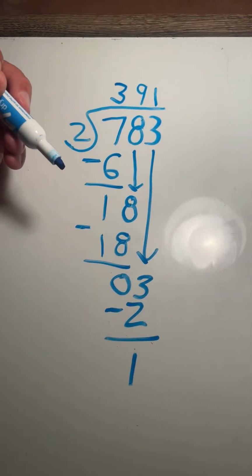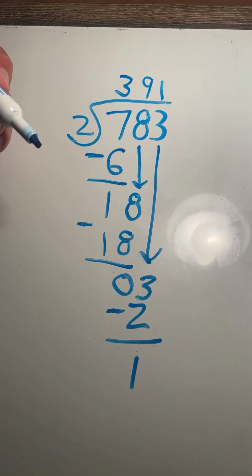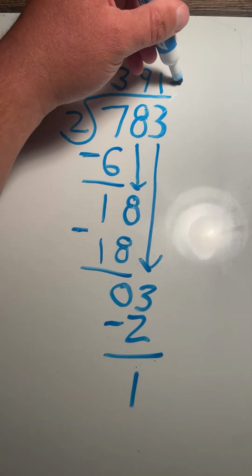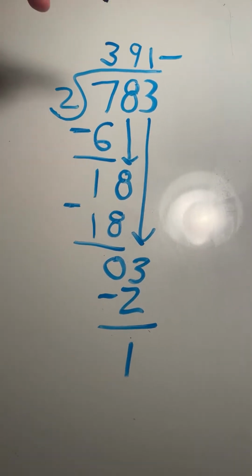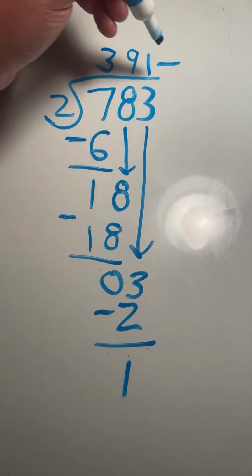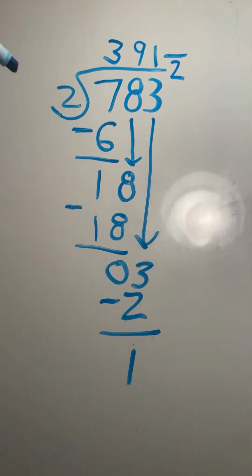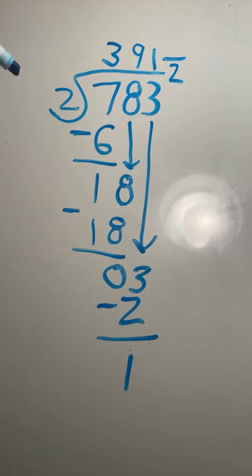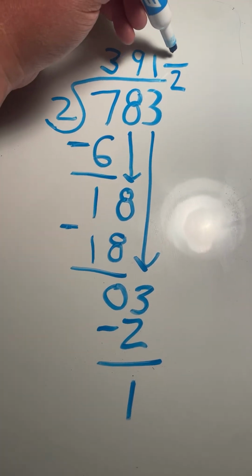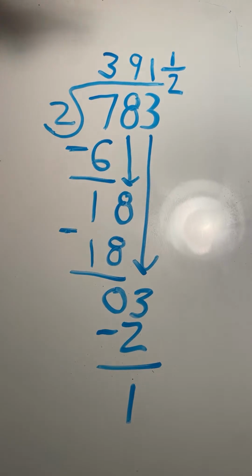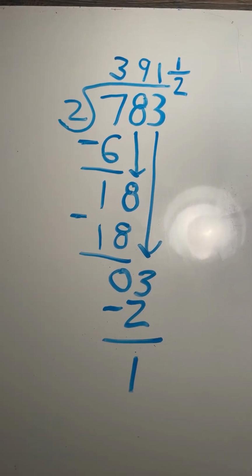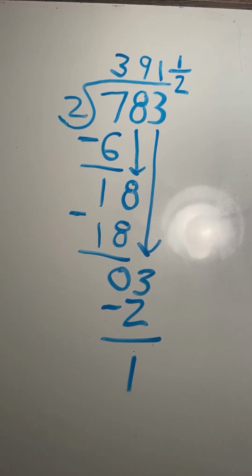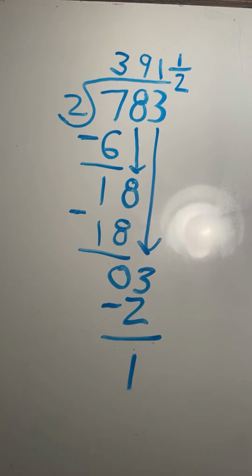Now to convert to a mixed number, the number we're dividing by is our denominator, and our remainder is our numerator. So we're dividing by 2. 2 will be the denominator. We have a remainder of 1, so 1 will be the numerator. So 783 divided by 2 equals 391 and 1/2.